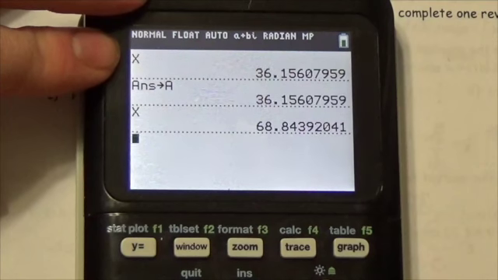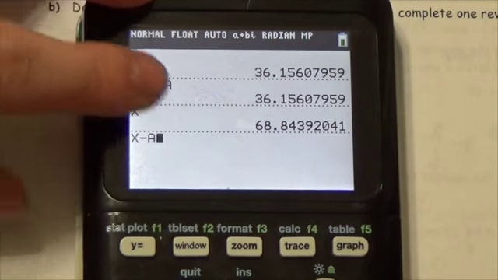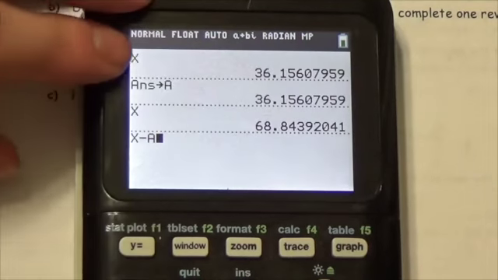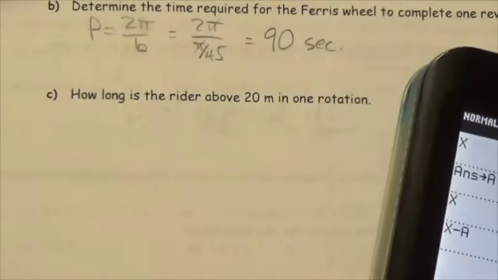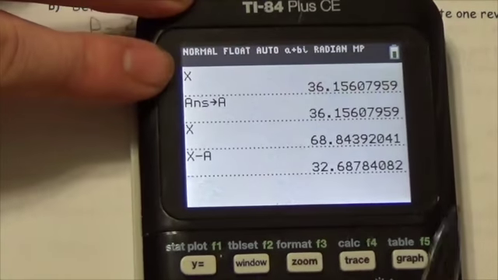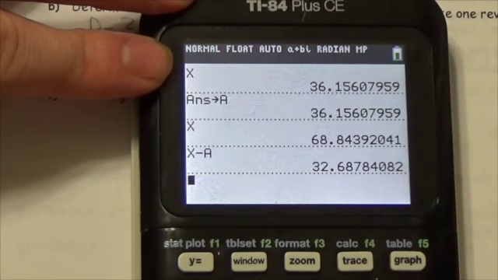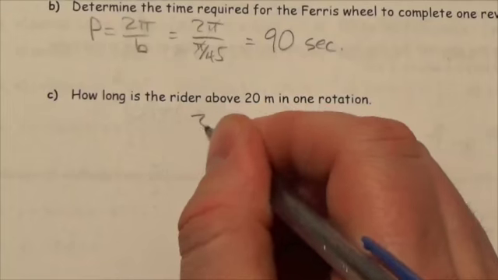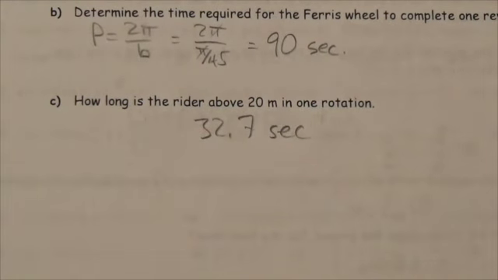Now, I want to find the difference between those two. So what I'm going to do here is, I know that this is X right now, so I'm X minus, and then I'm going to press alpha math to get A here. X minus A. So this will be 68.8 minus 36.15. That's the difference between them. So what does it say? Rounded, well, it doesn't say what to round it to, so we'll round it to the nearest tenth of a second here. So to the nearest tenth, this is 32.7 seconds. And that's what we're looking for in this particular question.